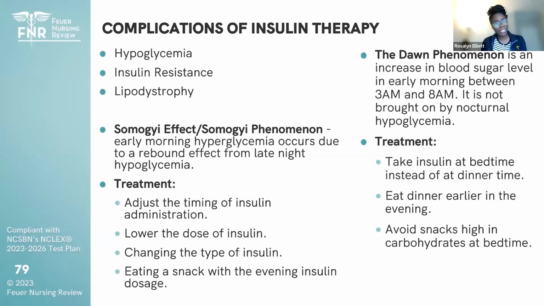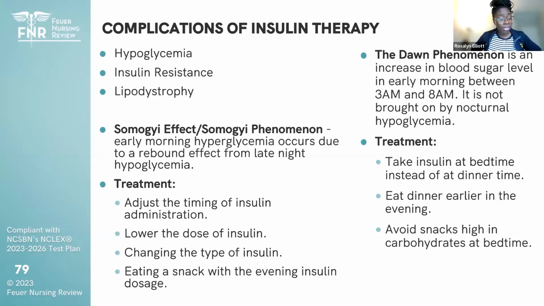All right, so complications of insulin therapy. We spoke of hypoglycemia, insulin resistance, and lipodystrophy, and that's the breakdown of tissue underneath where you give those injections. With the, and I'm going to mispronounce this, the Somogyi effect or phenomenon, the early morning hyperglycemia occurs due to a rebound effect from late night hypoglycemia. So you have to balance and know when to give that medication to keep the patient from feeling bad.